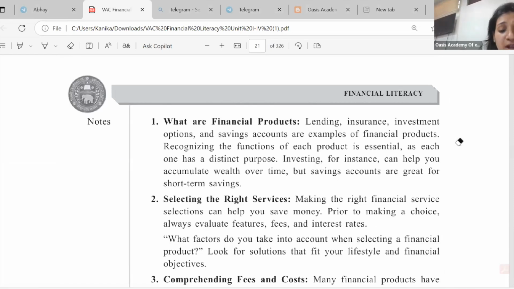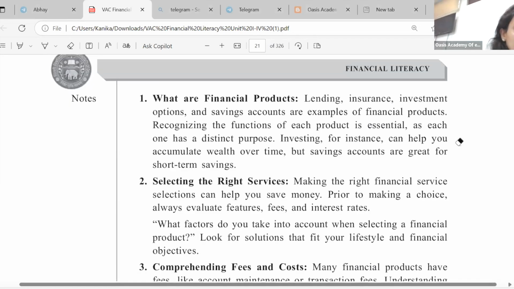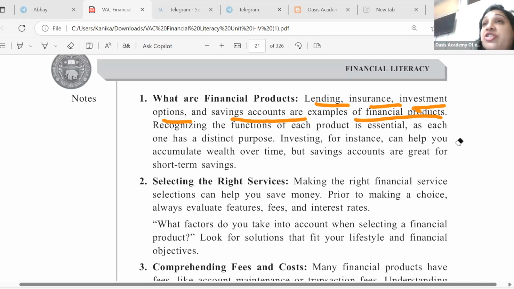Then, what are financial products? Lending, insurance, investment options, and savings accounts are examples of financial products. You lend money, you take insurance, you have investment options, you save in a savings account. Recognizing the functions of each product is essential, and that helps you in making financial decisions.